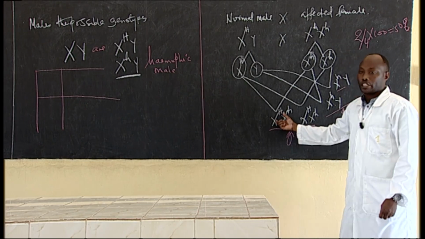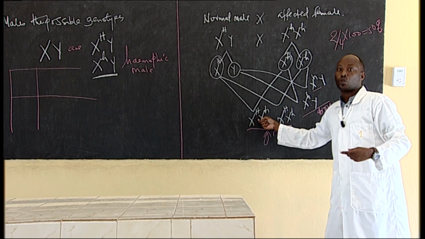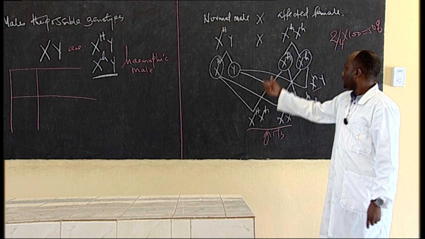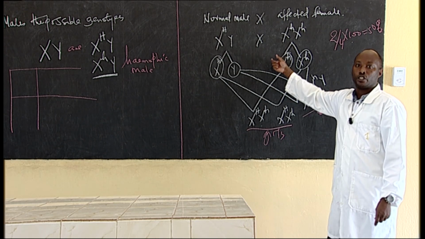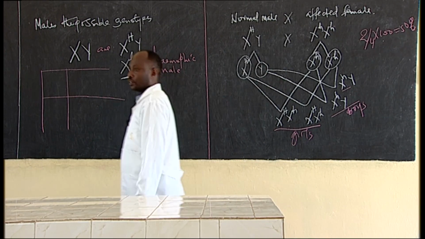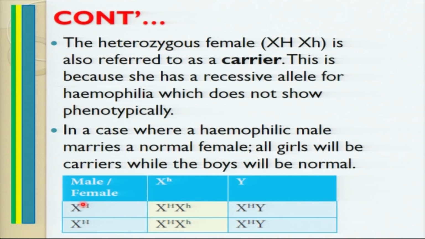So it is very easy. These girls are not expressing it phenotypically. But once one gets a chance of marrying a man who is also hemophilic, automatically it will be expressed. So these are some of the diseases that can be inherited in genetics. All right? This is very clear. Note that once a woman is affected, most of the boys are going to be affected.